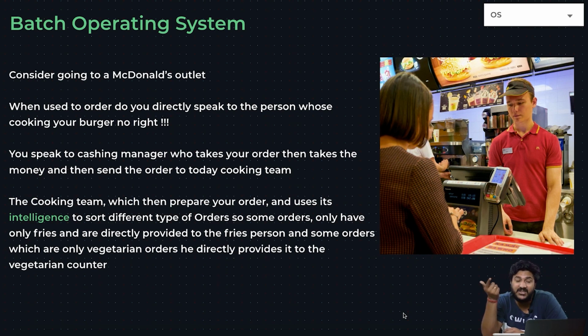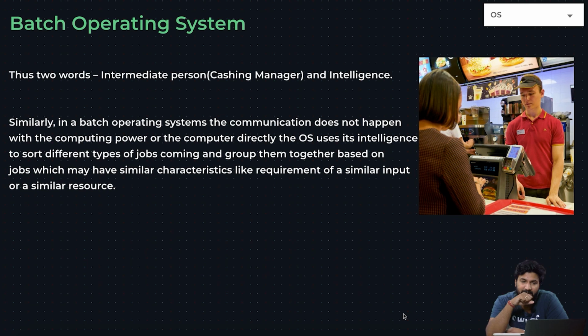But they are using their intelligence. Similarly, there are two important keywords here: intermediate person, that is, you requested something from the cooking manager or the cooking person, but you're not directly speaking with him. You're speaking with the intermediate person. Second thing is intelligence. Similarly, in the batch operating system, the communication does not happen with the computing power or the computer directly. The OS uses its intelligence to sort different types of jobs coming and group them together based upon similar jobs which may have similar characteristics, like requirement of a similar input or a similar resource. That's very basic. You're not directly speaking to the computing power that, okay, give me this. Process comes, doesn't go directly to the computing power. There's a person in between.